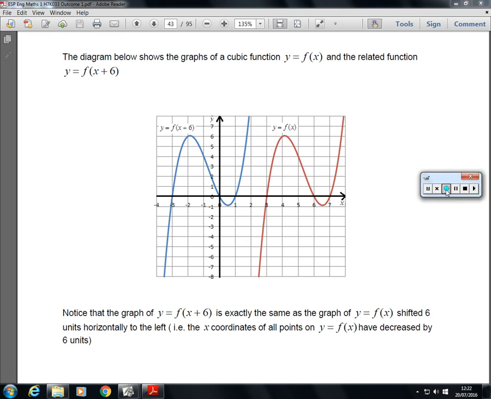This diagram shows another translation. We start with the red function, y equals f of x, and we've translated it to the left 6 units. So be careful, this is f bracket x plus 6. So if it's a positive in the bracket, that means shift to the left.